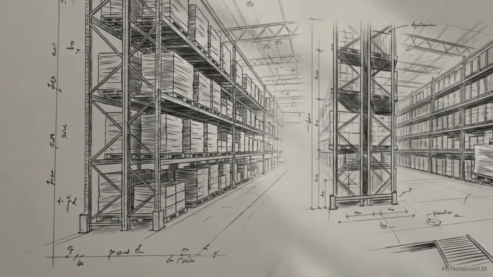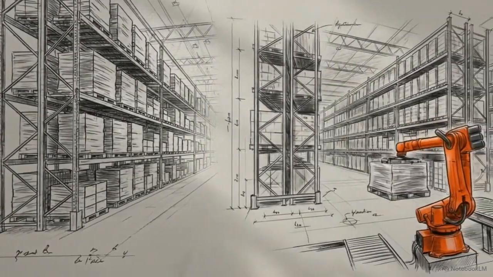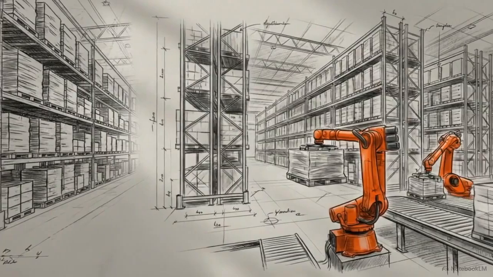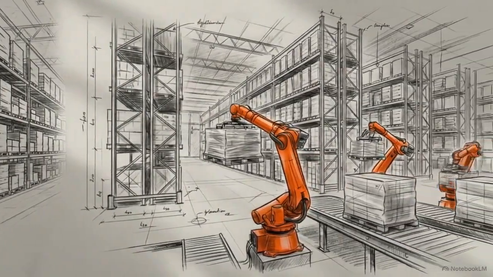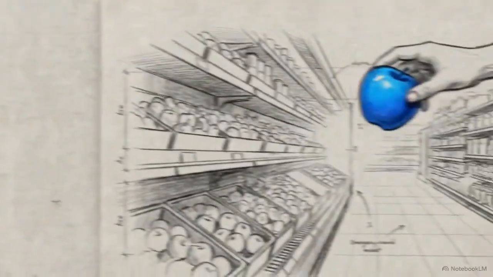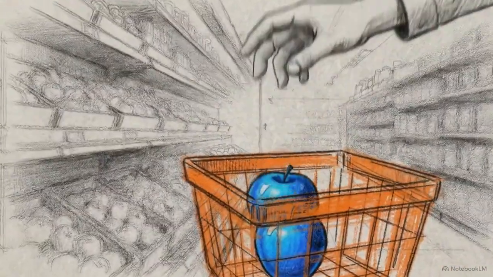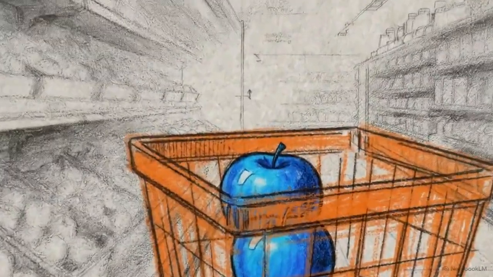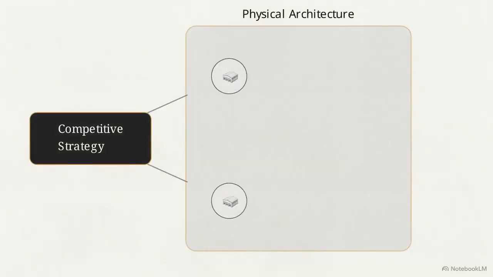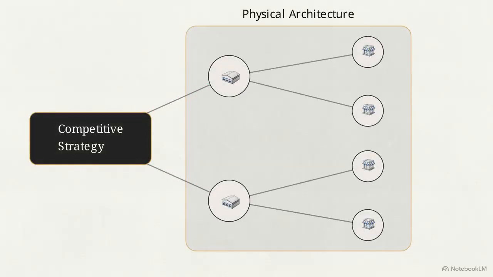A massive, highly automated, centralized warehouse can ship thousands of bulk pallets across the country every single hour. A gig worker manually pulls a single apple off of a local grocery store shelf for an immediate last-mile delivery. The physical architecture of a distribution network is the operational execution of a firm's competitive strategy.